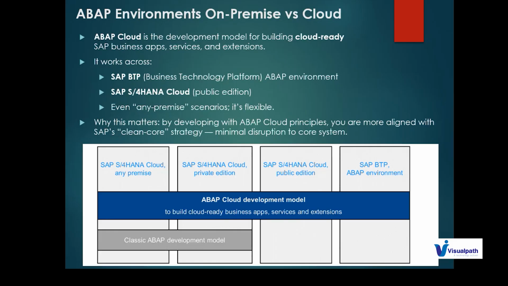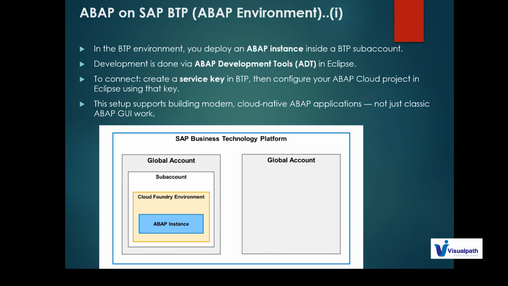Okay. So in the cloud development model, you can directly build your apps, your services, your extensions. Whereas classical ABAP is not available in the BTP system. It is available only in the S/4HANA Cloud version. So now, ABAP on the BTP system. How is it done? In BTP, you go and create a global account, then go inside the subaccount, and inside this you will see the Cloud Foundry environment. Inside this you will see the ABAP instance.